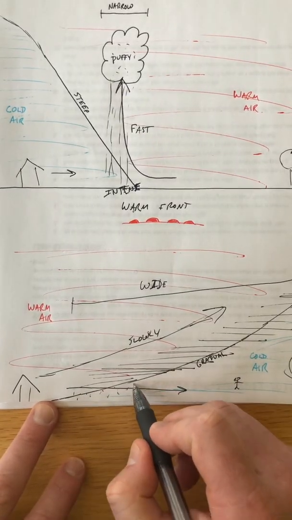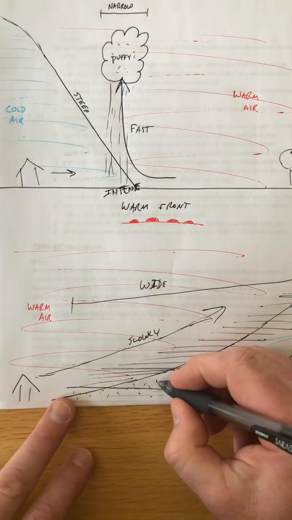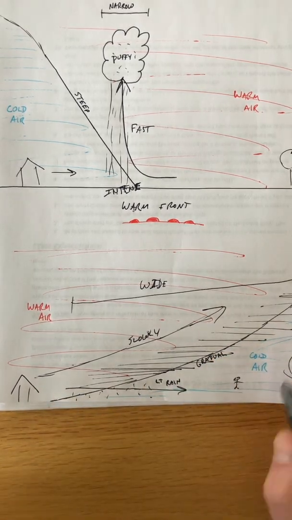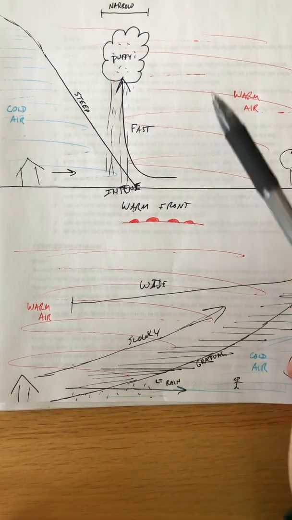Over a wide area, the rain is going to be spread out. So instead of having intense heavy rain like a thunderstorm, you get very light rain because it's all spread out over this wide slope. And that is the types of clouds and the type of rain you get at cold fronts and warm fronts.